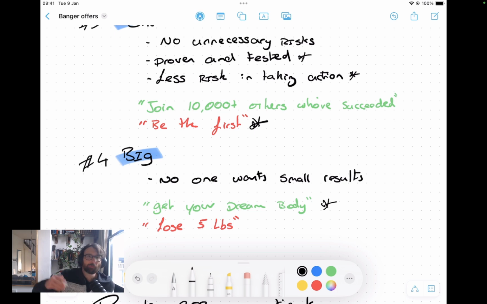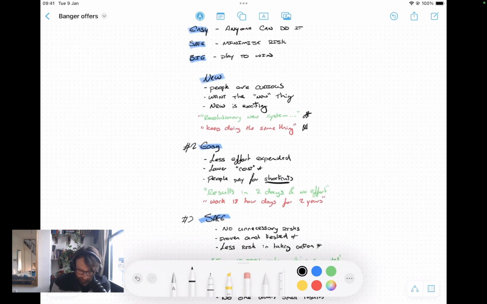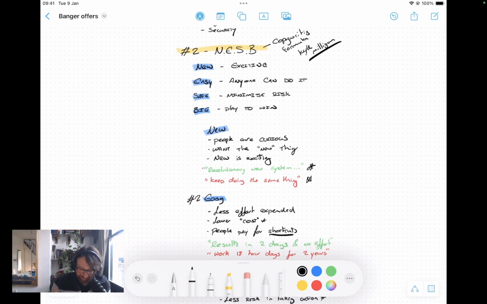Make it big. People want big outcomes, especially if they're going to have to put the time and the effort in. So these four are the first things I'll look at in terms of refining offers. Is it new? Is it easy? Is it safe? Is it big? Like I said, Carl Mulligan, check him out.